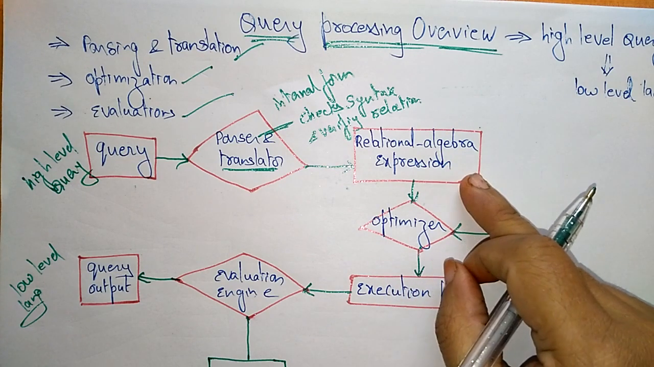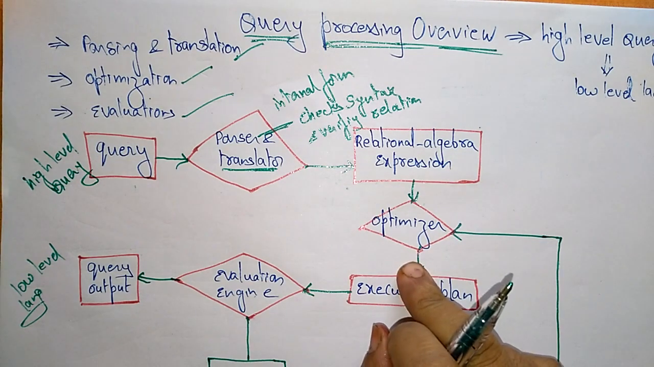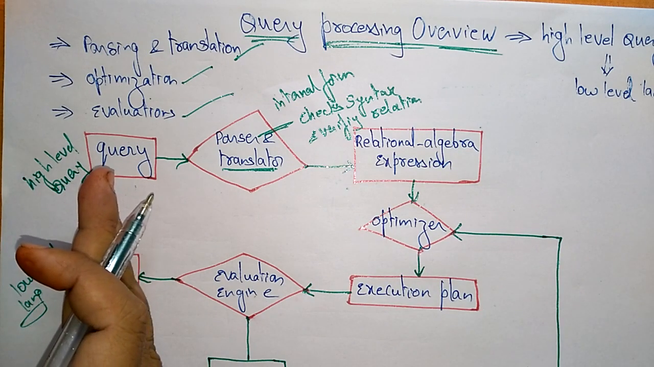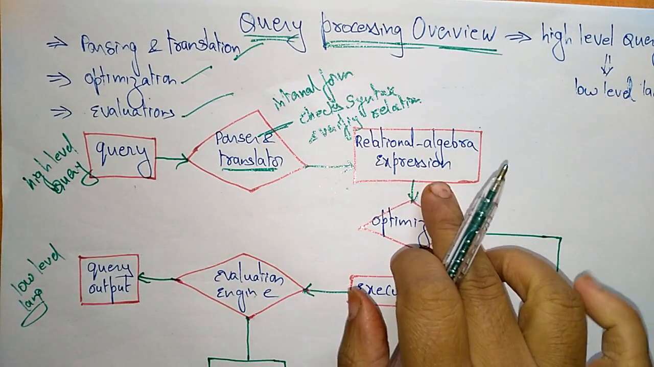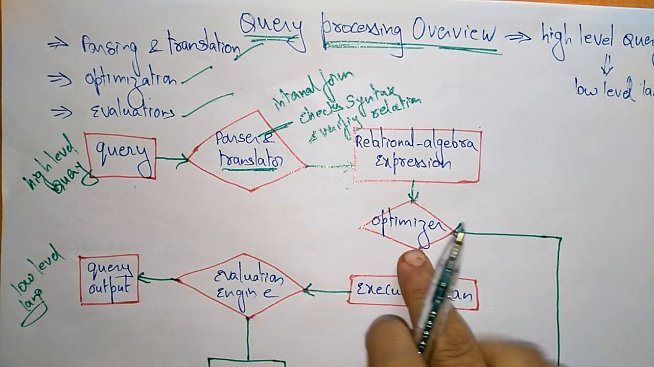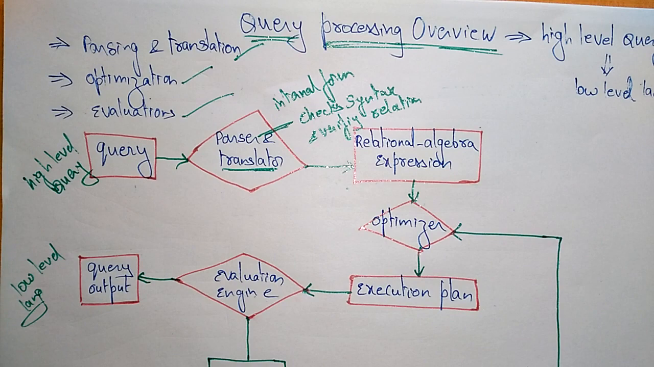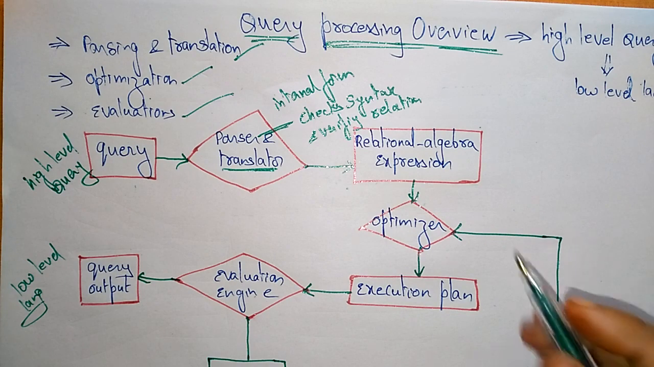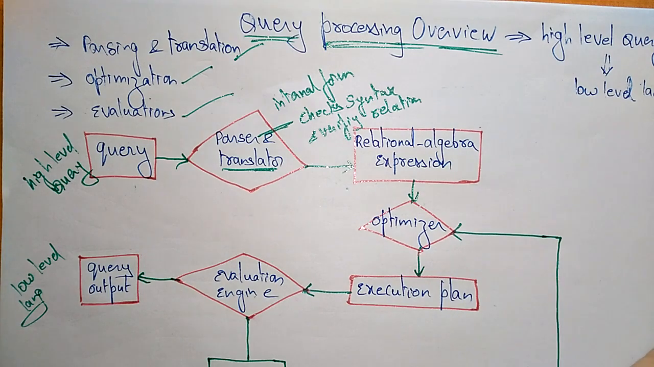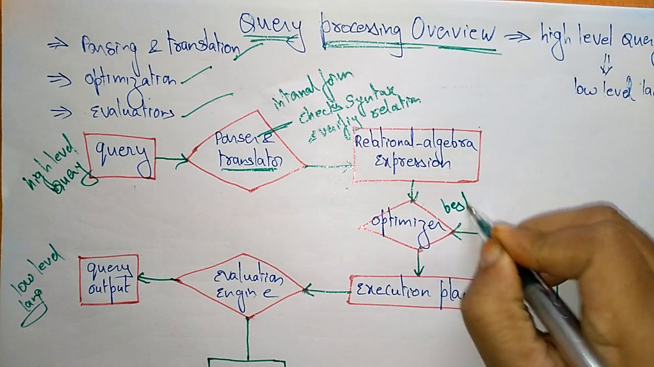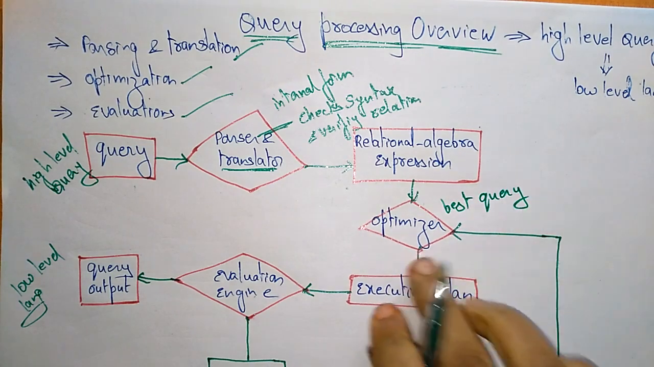That relational algebraic expression will be sent to the optimizer. So what will this optimizer do? Whatever SQL query we have given is now converted into a relational algebra expression. After that, that relational algebraic expression will be optimized. Optimization means it increases the performance of the query by selecting the best query. Relational algebra will give two or more queries with the same relation. In that, the optimizer will select the best query.